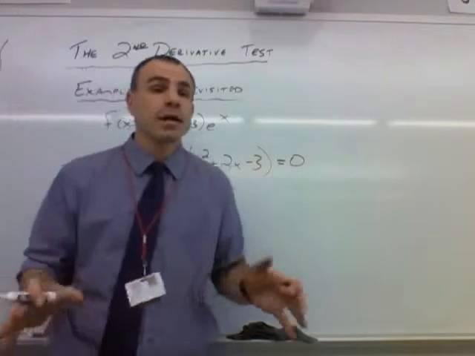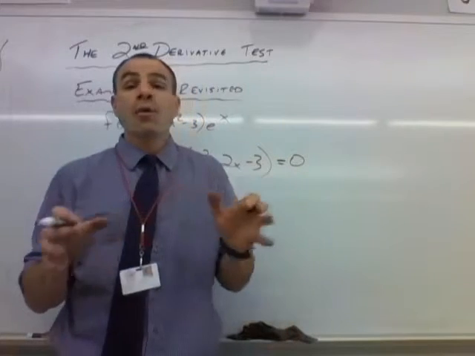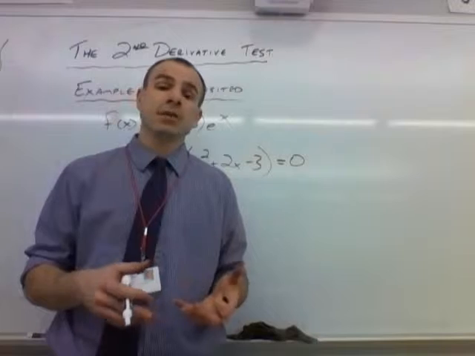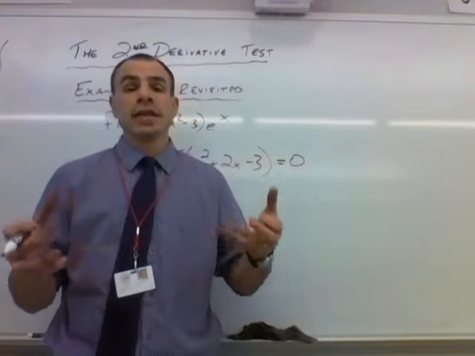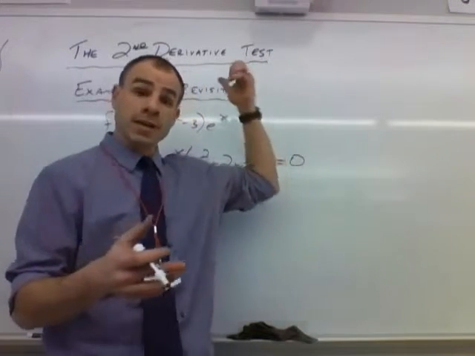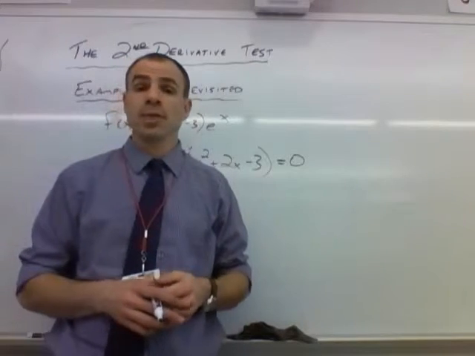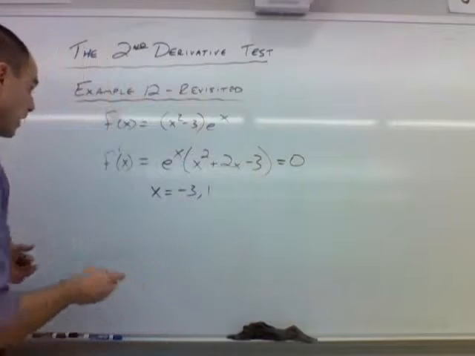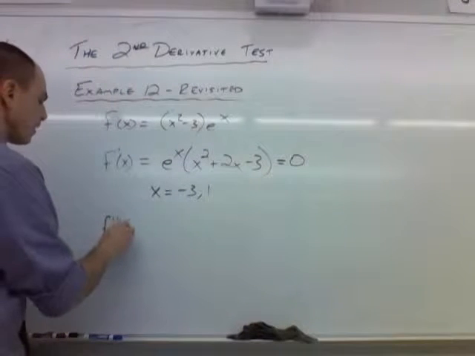Now, we're not going to put them on a number line this time. All we're going to do is plug the critical points into the second derivative and let the second derivative test guide us to our solution. But we need the second derivative, so let's get that. We need f double prime of x.